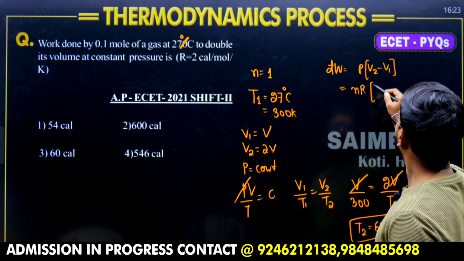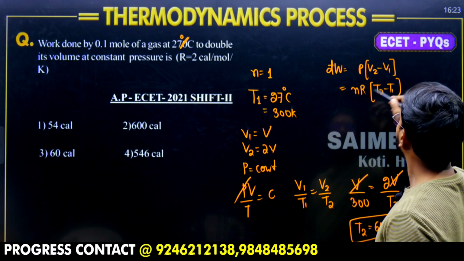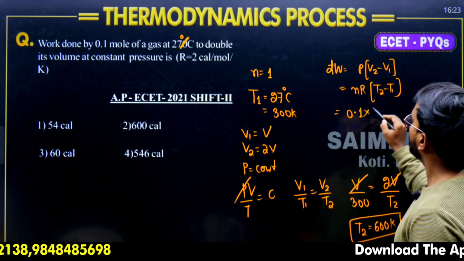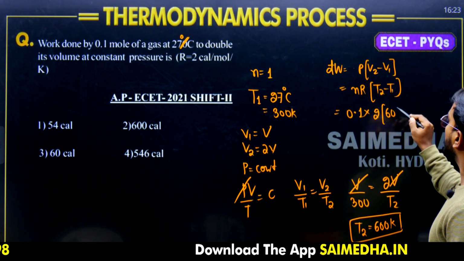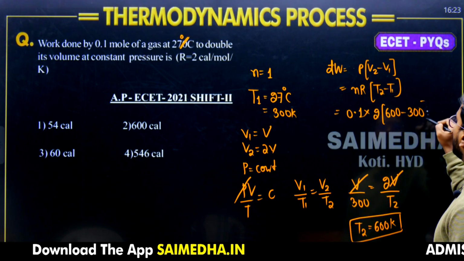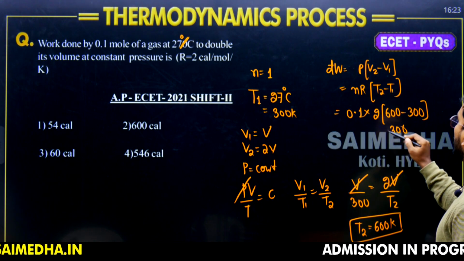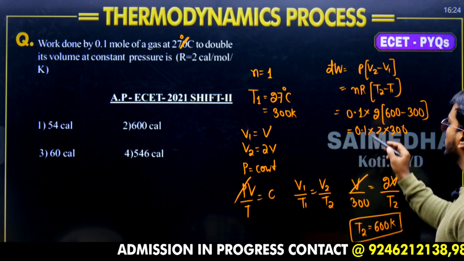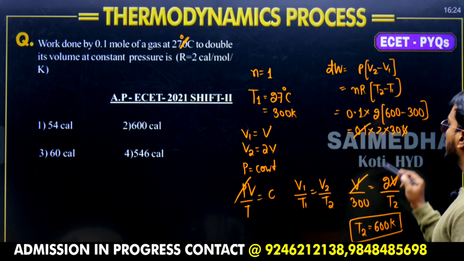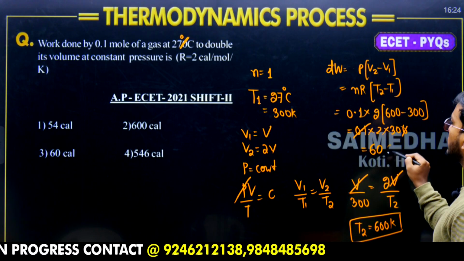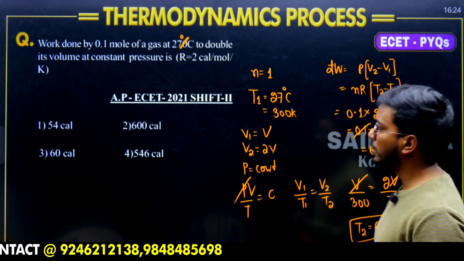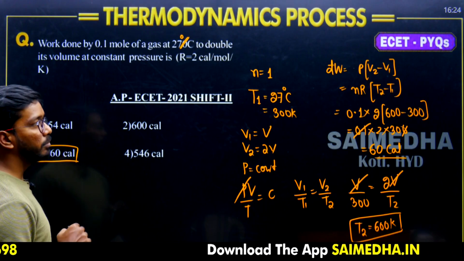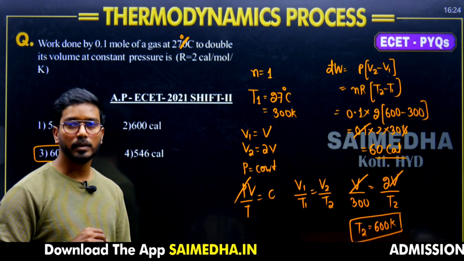that is nR(T2 minus T1). Number of moles 0.1. R value given in the question is 2. T2 value 600, T1 value 300. 600 minus 300 is 300. 300 twos are 600, times 0.1. What will this become now? 0.1 and this 0 gets cancelled. 3 twos are 6, so 60 calories is going to become your correct answer. Go for it. Okay. The work done formula you need to memorize. Work done formula is nR(T2 minus T1).